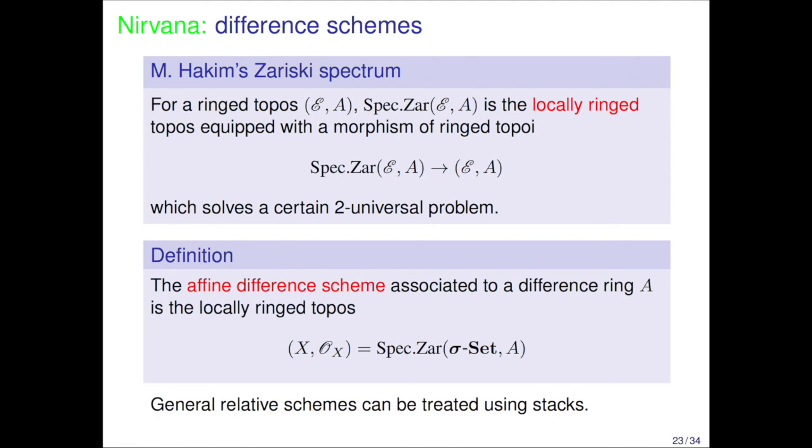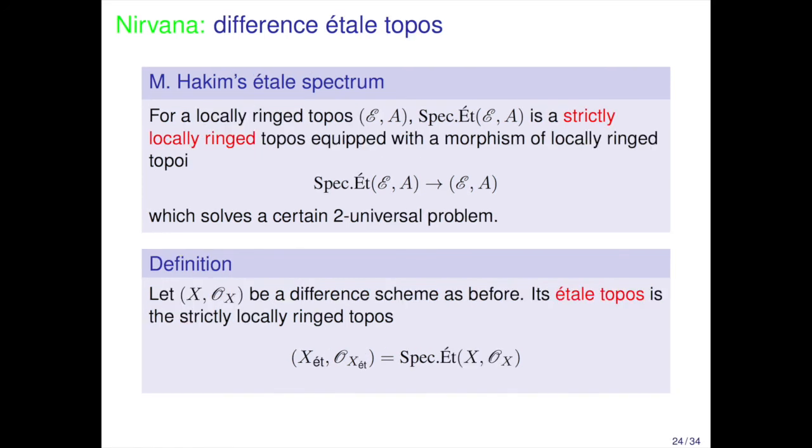Hakim also gives a technology to talk about arbitrary relative schemes, and it's done through the machinery of stacks. We can go even further. She develops the notion of the étale spectrum. When you start with a locally ringed topos, like we created on the previous slide, you can produce this Spec et, which is a strictly locally ringed topos. Strictly refers to the notion of strict henselization. And that is going to give you the étale site and étale topos. And I propose to define the étale topos of a difference scheme through this general principle.